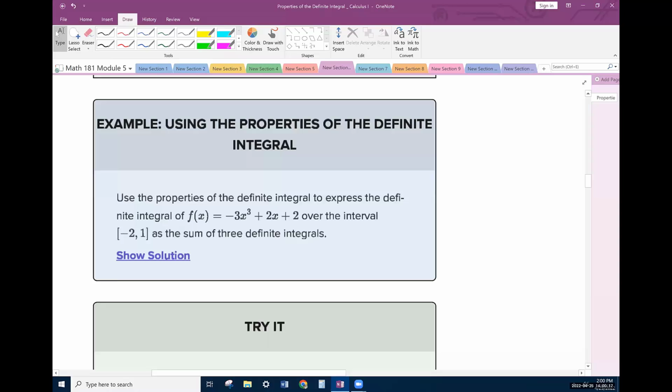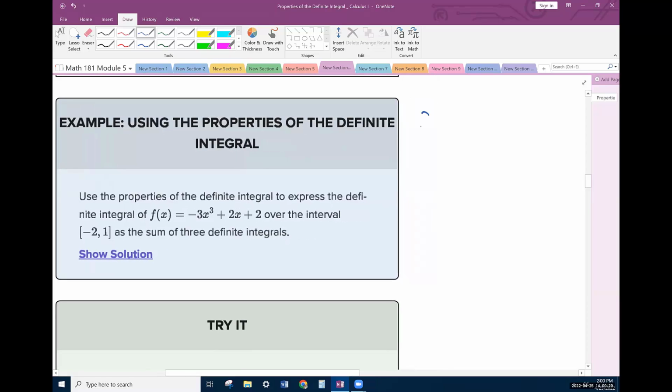We don't. They said use the properties of the definite integral to express the definite integral of f of x over the interval from -2 to 1 as a sum of 3 definite integrals. So what we're talking about here is the integral from -2 to 1 of (-3x cubed + 2x + 2) dx. By the way, I put them in parentheses. The book doesn't always do that. I do it because I think it's right.